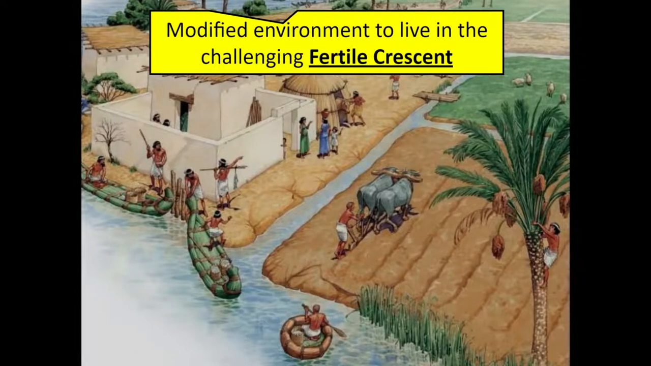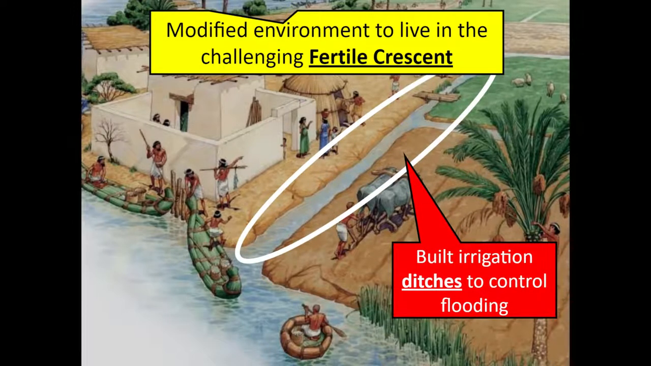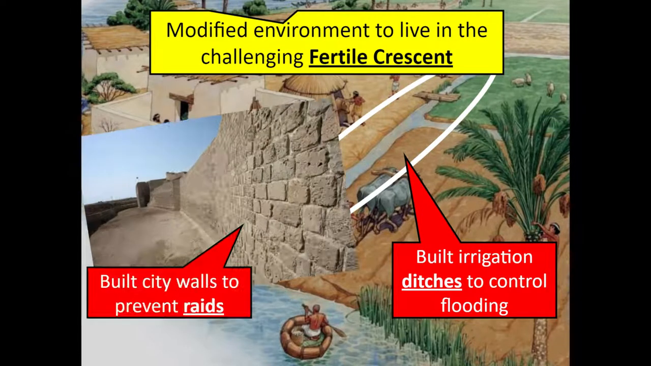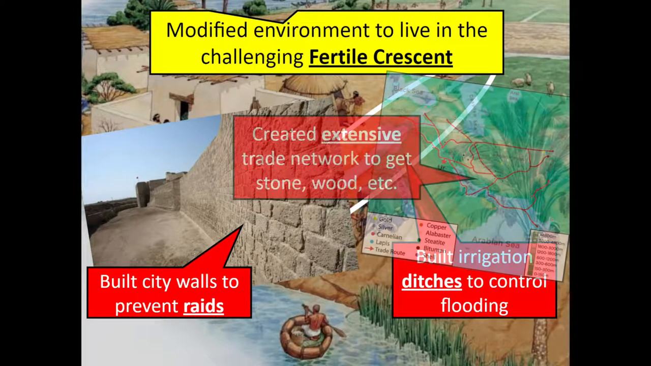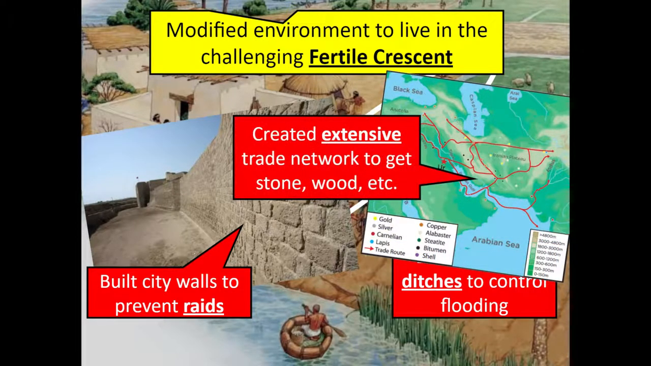Modifying your environment is also an indication of a civilization. So Sumerians did this so that they were able to survive in the Fertile Crescent. They built irrigation ditches that controlled flooding and got enough water to their crops. They also built city walls to prevent raids from other cities in the area. They also had an extensive trade network so that they were able to get stone and wood and other things that they might need.